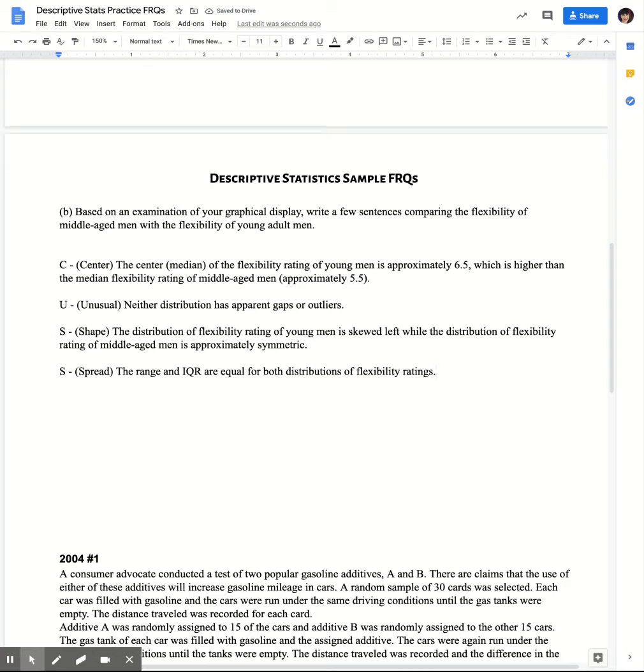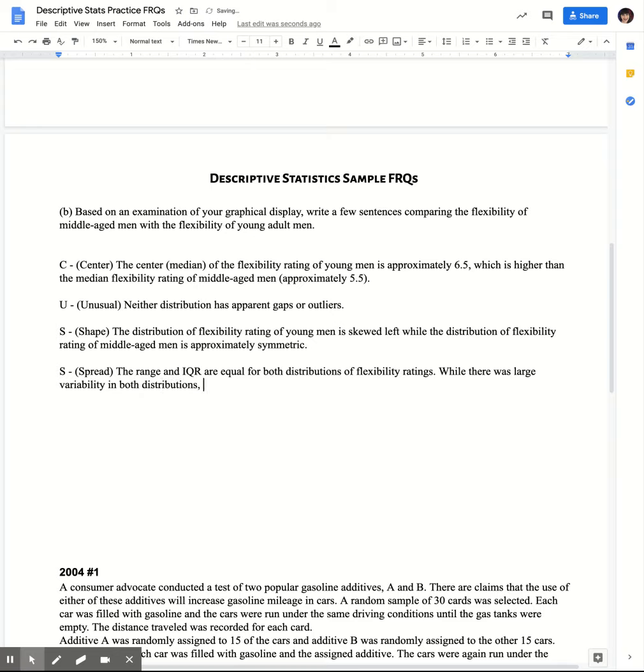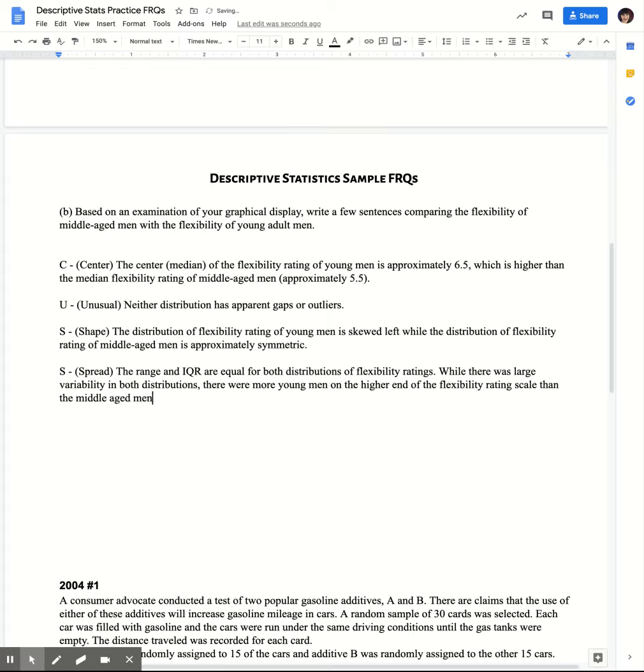And then you may want to say something along the lines of, while there was large variability in both distributions, there were more young men on the higher end of the flexibility rating scale than the middle-aged men. You could have also said there were fewer young men on the lower end when compared to middle-aged men. So there is your comparison.